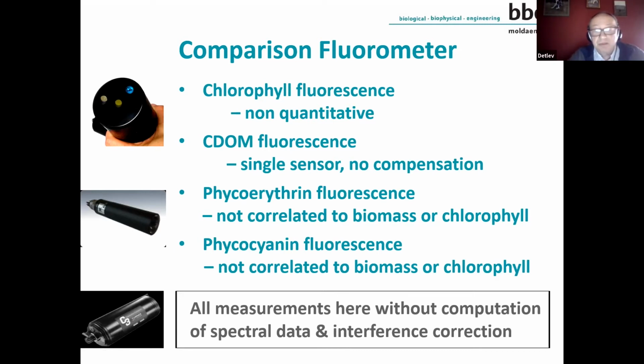Some of them also use the measurement of other fluorescent pigments like phycoerythrin or phycocyanin, which are prominent pigments in cyanobacteria. But from this, you cannot calculate the amount of biomass because these pigments have a high variability. When they are released from the cells, for example, fluorescence signals are much more enhanced, which means that it is really no longer related to the amount of cyanobacteria. So that means that all these measurements are without computation.